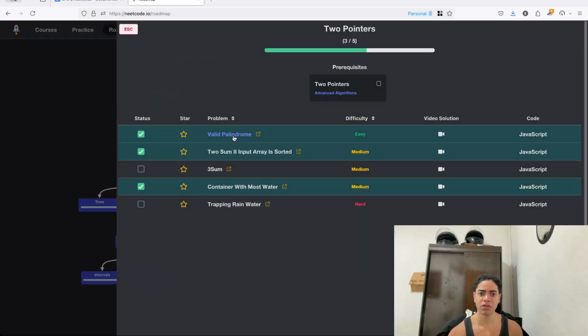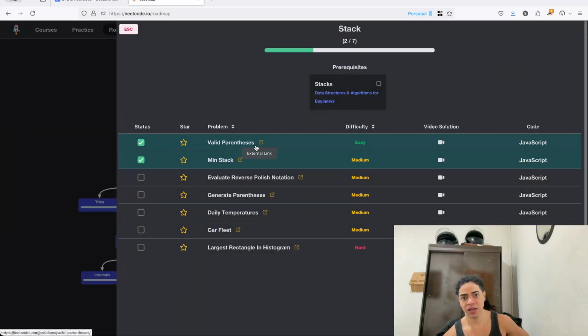But as a way to recap other techniques, we look at the valid palindrome, two sum with the input array sorted, as well as container with most water. Similar to the stack here, we take a look at valid parentheses, min stack, evaluating reverse Polish notation. That's actually quite interesting. Generate parentheses, but with generate parentheses, anytime you need to generate something, it requires you to have some greedy or some sort of dynamic programming here.